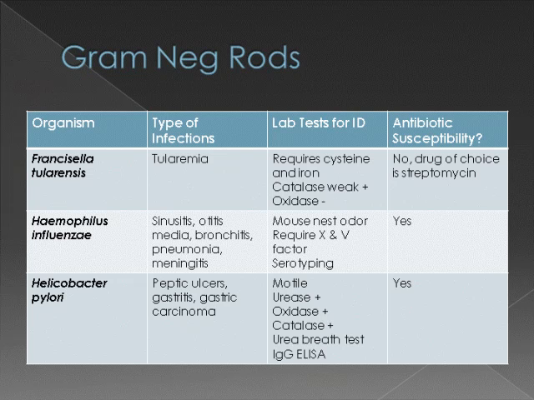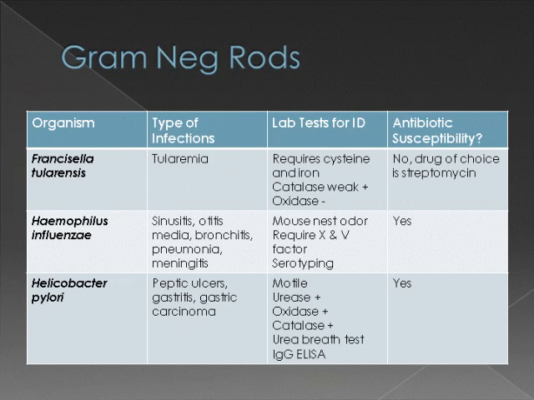Next, we have Francisella tularensis, causative agent of tularemia. Lab tests include the requirement of cysteine and iron. It is catalase weak positive and oxidase negative. Susceptibility usually is not needed as the drug of choice is streptomycin.